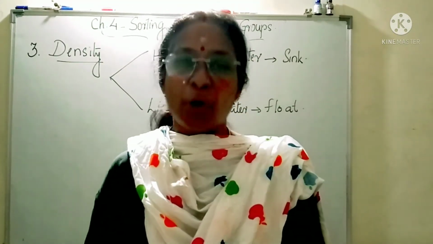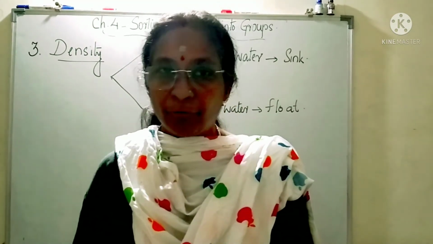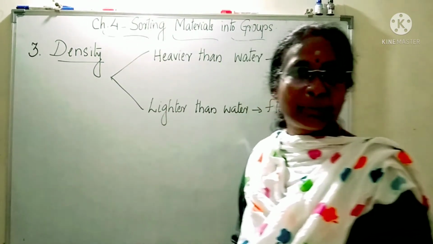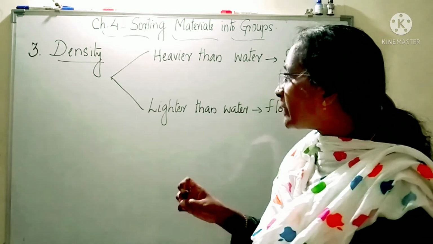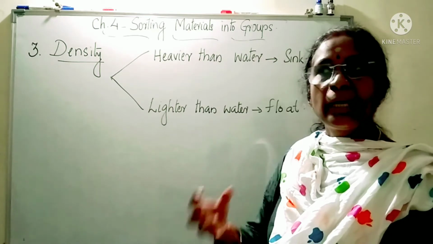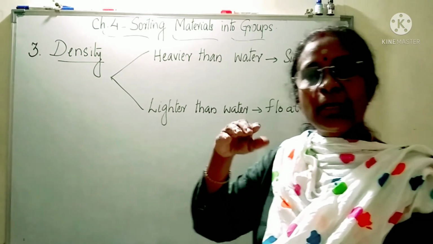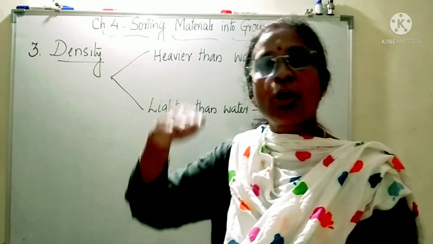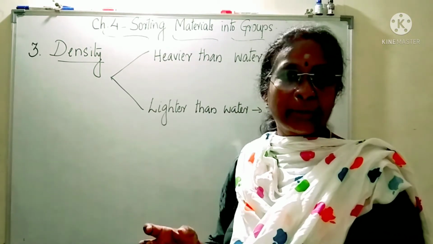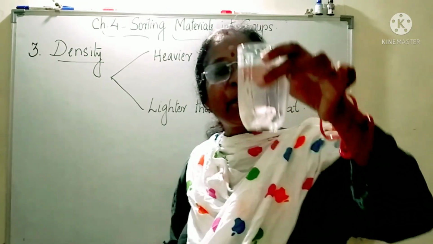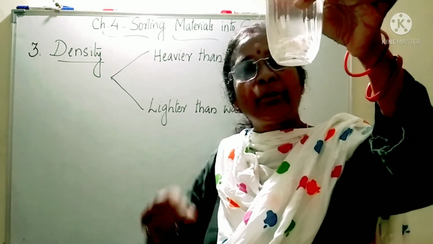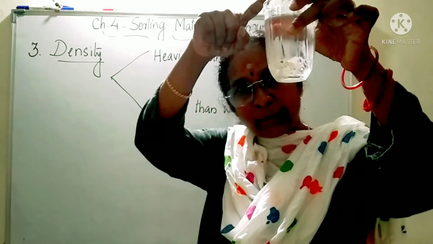Now another property of materials for separating them is density. Here especially the density in comparison with water, whether they go down in the water or stay on top of the water. That is the way we compare. Now you see here I have taken one clip, a butterfly clip which you gave. I kept it in water. Is it sinking or floating?